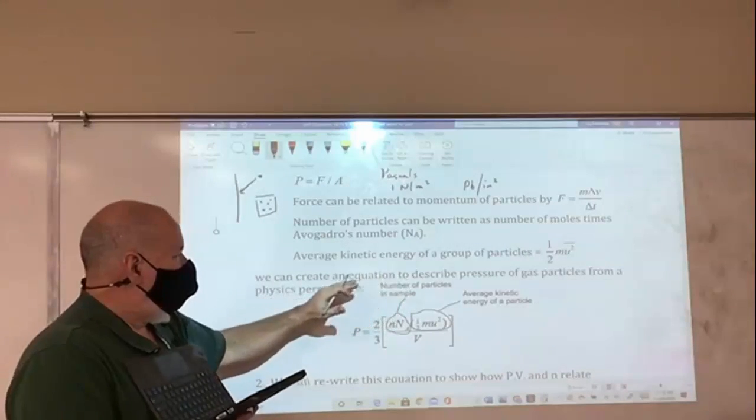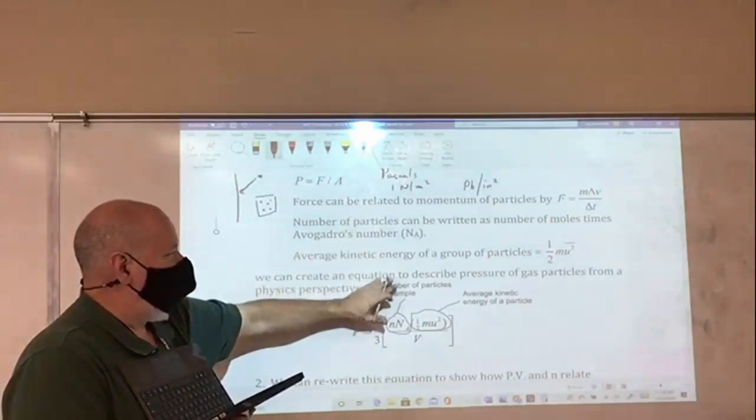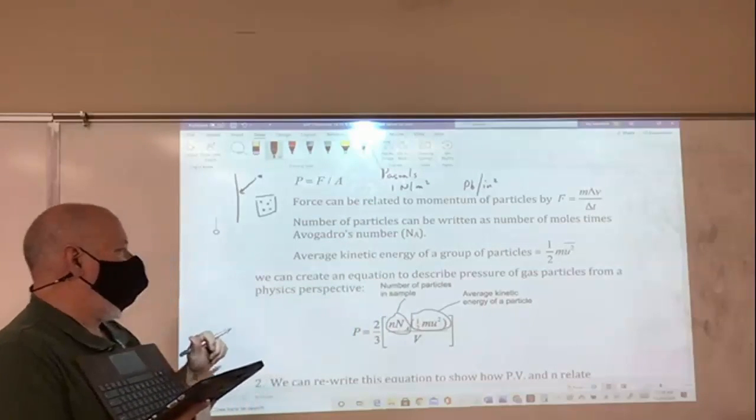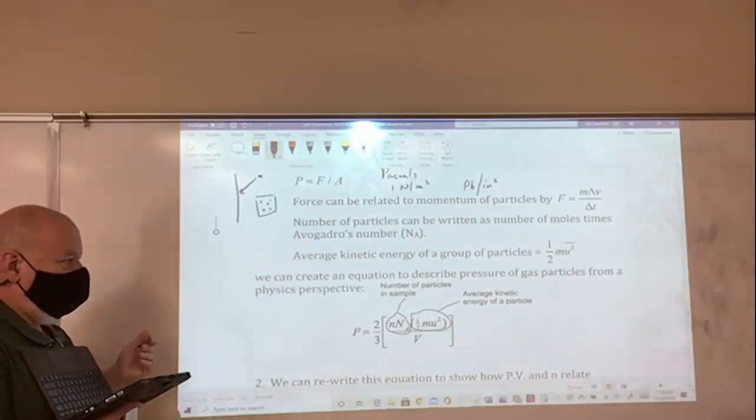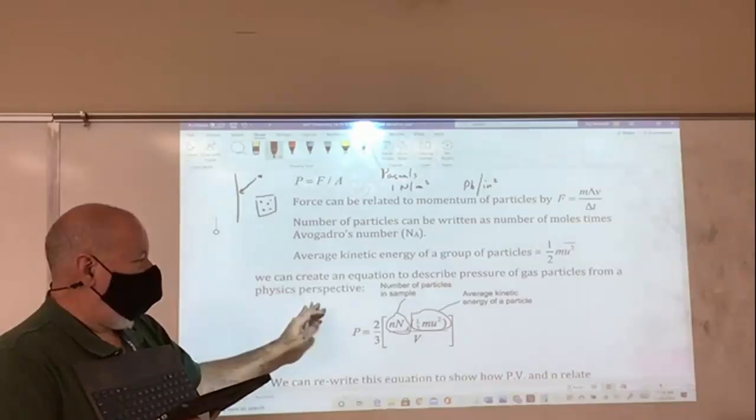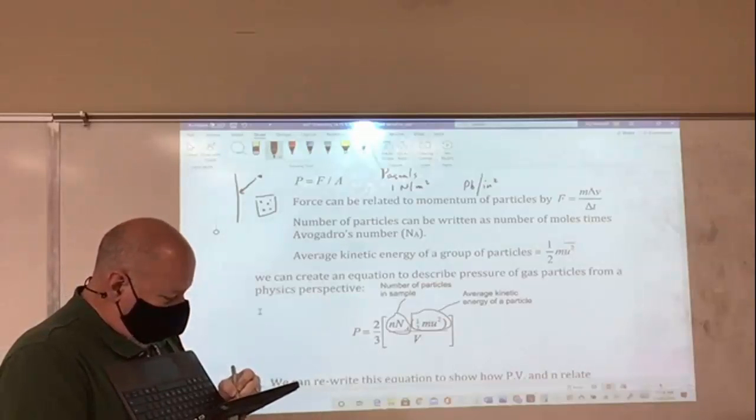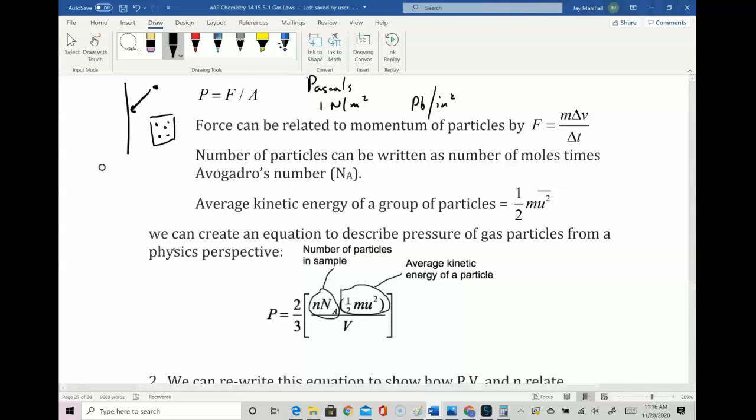We could create an equation using physics to describe the pressure of gas particles from a physics perspective. And the equation that we come up with here, if I know that PV equals nRT, and I divide all of that by volume, you can still see the gas law here, but this is from a physics perspective. I've got volume here, and I've got P here. This is going to be the number of particles, right?